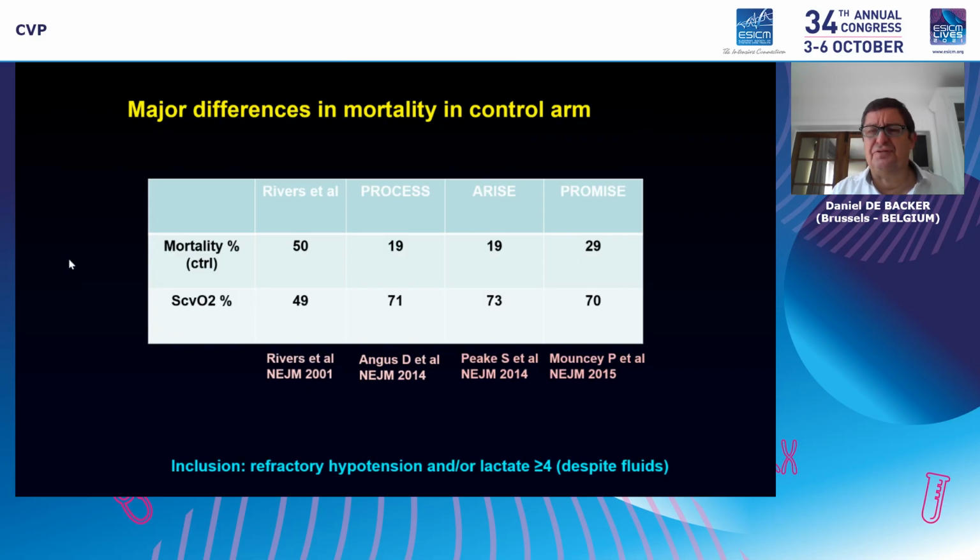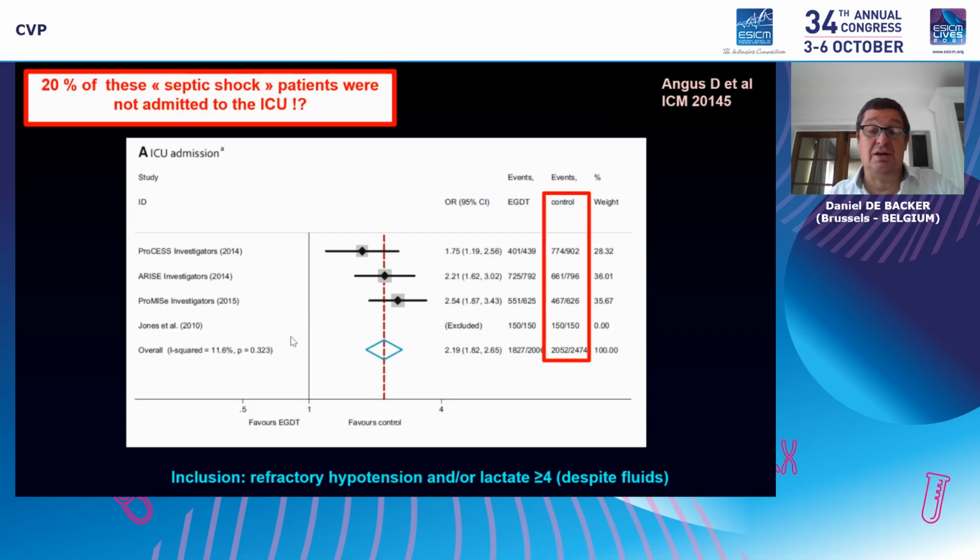However, we still need, of course, to look critically at this evidence because the trials were not really exactly the same, because indeed mortality was much higher in the control group of the Rivers trial compared to the ProCESS, ARISE and ProMISe trials. And also the baseline ScvO2 was already quite high in the more recent trials, while it was quite abnormal in the Rivers trial.